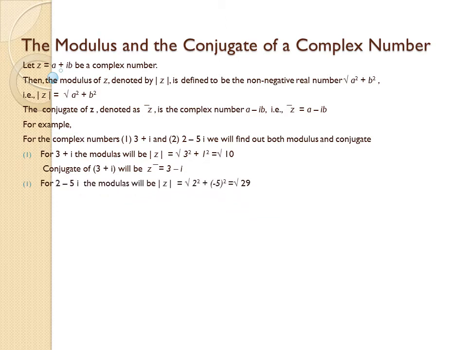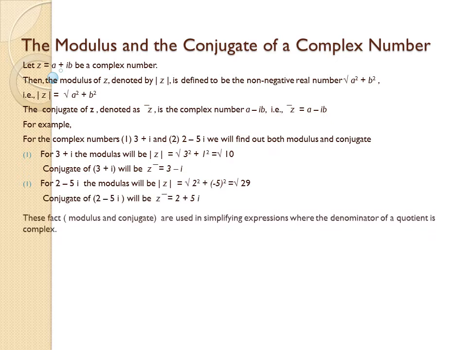Similarly for the second problem, 2 minus 5i, the modulus is mod z equal to root over a square plus b square, a equal to 2, so 2 square, plus b equal to minus 5, so minus 5 square. 2 square equal to 4, minus 5 square equal to 25, 25 plus 4 equal to 29, so it is root 29. Now the conjugate, you can tell this verbally: it is 2 plus 5i.